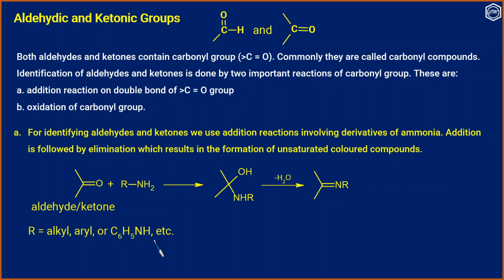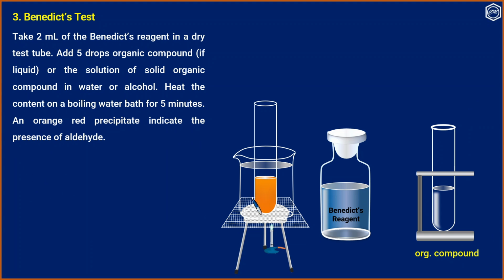These reactions are catalyzed by an acid or a base and do not occur under strongly acidic or basic conditions. Each reaction requires an optimum pH for its occurrence. Therefore, maintenance of pH is very important while carrying out these reactions. The formation of an orange-red precipitate indicates the presence of aldehyde.